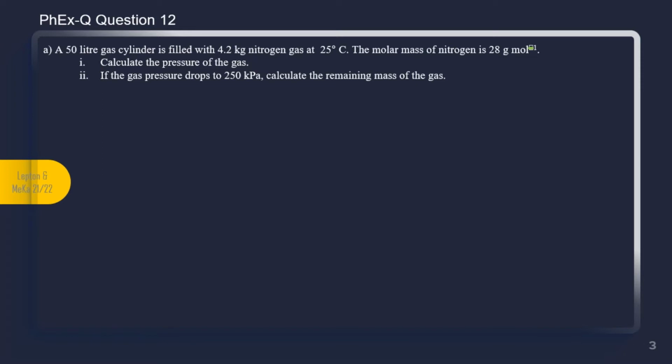Okay, so what I would like to do is first extract all the information that I have. First, this 50 liter, I know that this is the volume. So V is 50 liter. And then 4.2 kg, this is the mass of the nitrogen gas. And the temperature is 25 degrees Celsius. I also know that the molar mass is 28 gram per mole. So Mr is equal to 28 gram per mole. Number 1, I need to find the pressure of the gas.